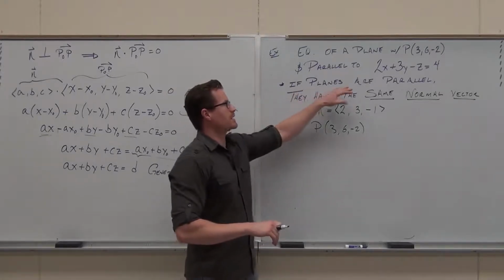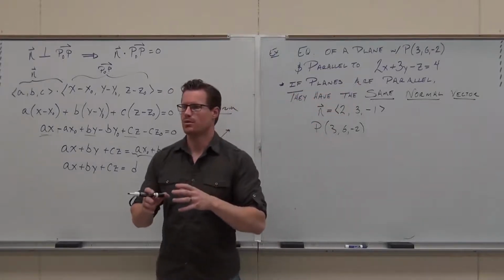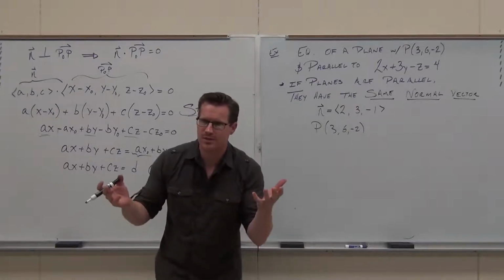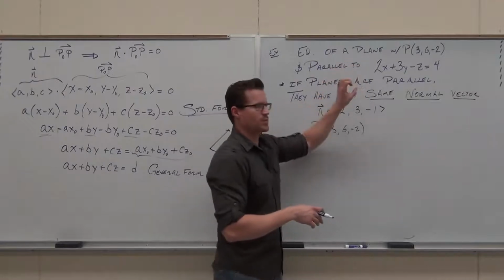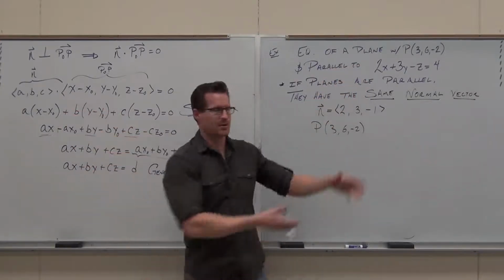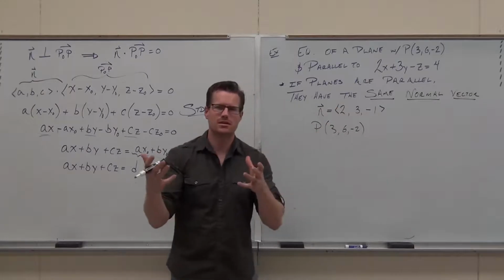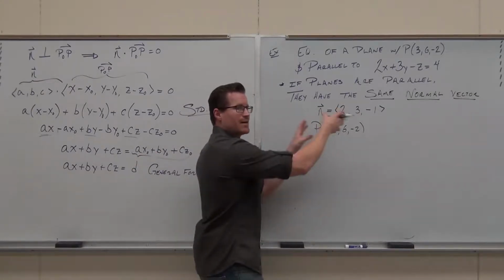So, listen, if planes are parallel, they have the same normal, or at least scalar multiples of the same normal. So use the same exact normal. Parallel lines, same vector. Parallel planes, same vector. You see the connection. We need a point and a normal, and we have a point and a normal.